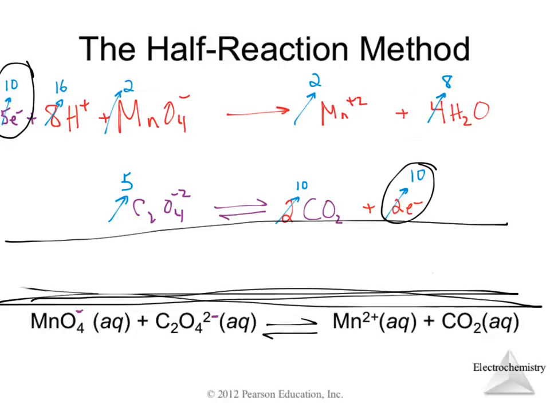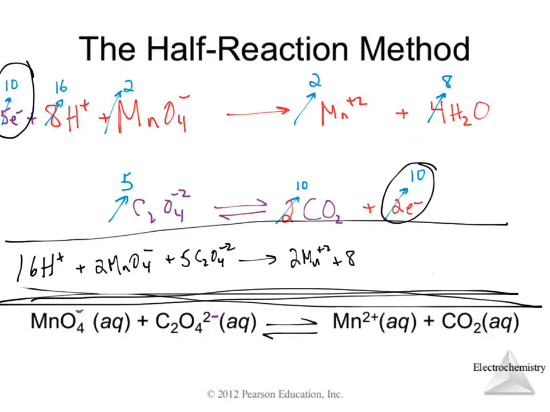Which then means I get 16H plus, sorry, I have to turn around and actually read this, plus 2MnO4 minus plus 5C2O4 2 minus goes to 2Mn 2 plus plus 8H2O. Deep breath, right? Plus 10 CO2. Oh, nope, that's it.